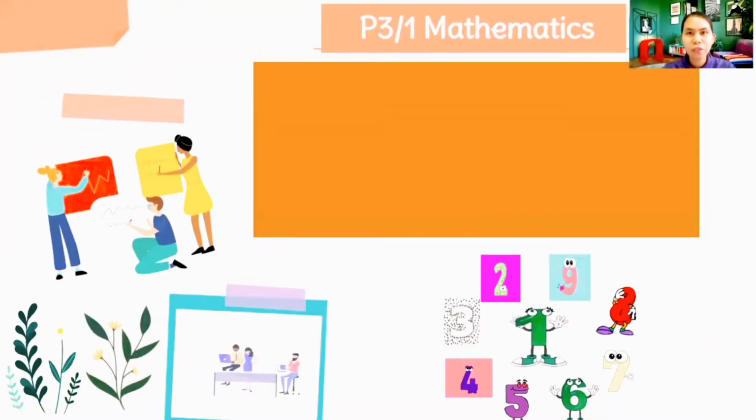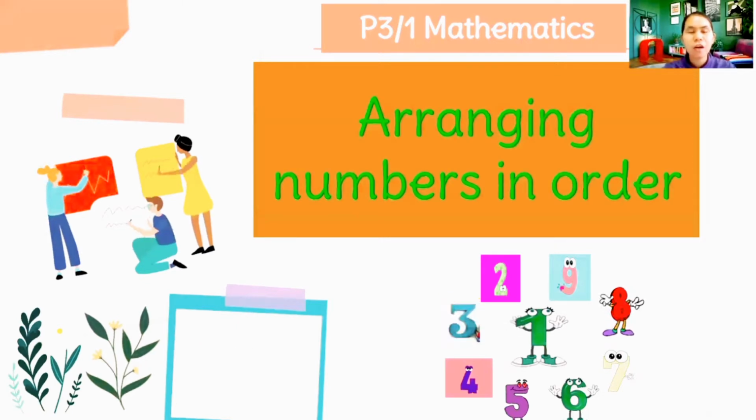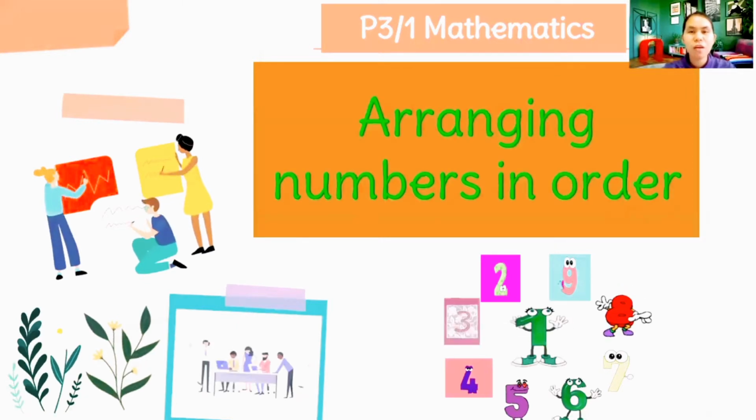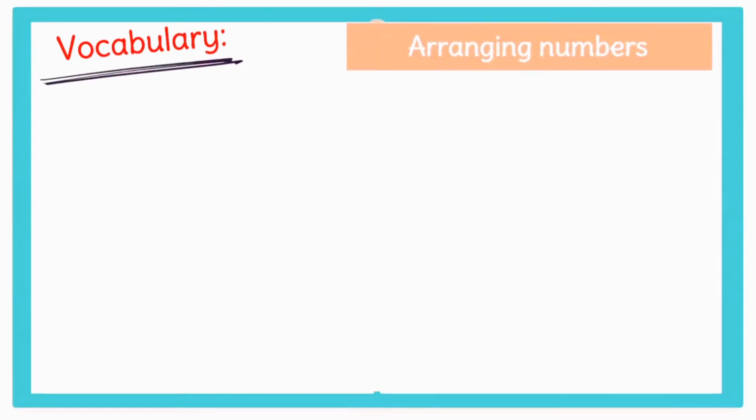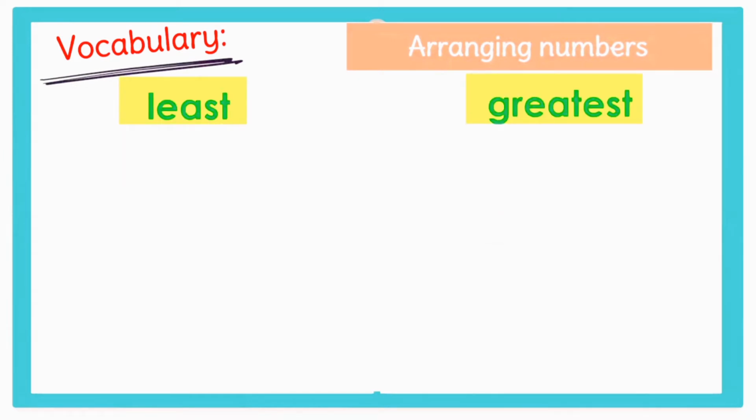Today we're going to learn about arranging numbers in order. In arranging numbers, we are going to remember these two words. First, least. Second, greatest.